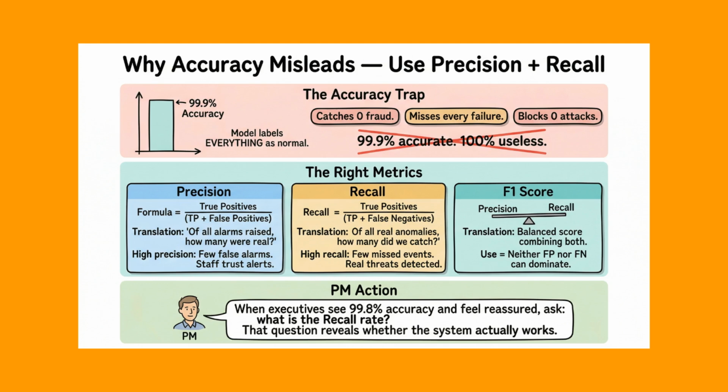As a project manager, your job is to understand which metric matters more in your business context, and to communicate clearly why accuracy alone is misleading. When an executive sees a 99.8% accuracy rate and feels reassured, you need to be the person who asks what the recall rate is. That conversation will reveal whether the system is actually protecting the business.